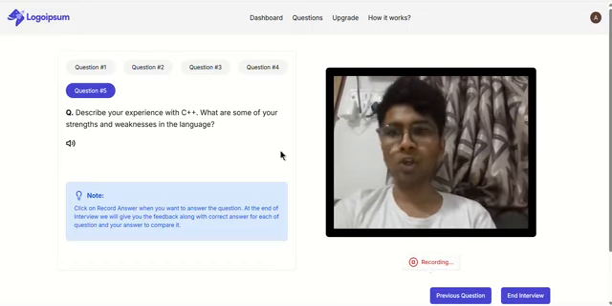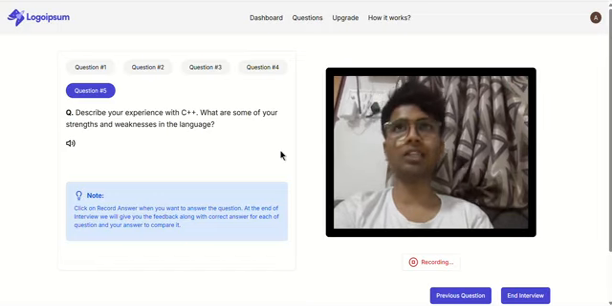So I have mainly solved problems related to object-oriented programming in C++. I know STL in C++. For example, I know unordered map, unordered set, ordered map, ordered set, and some of the other STLs include dynamic vector, which can be changed according to the requirement of the user.